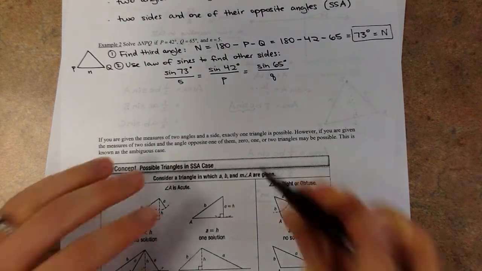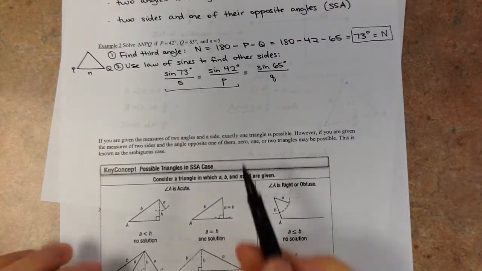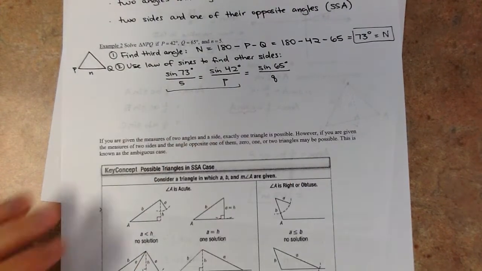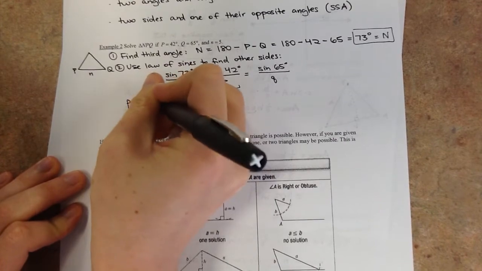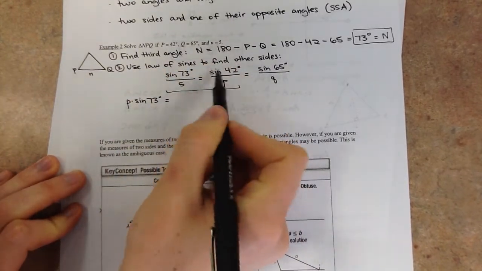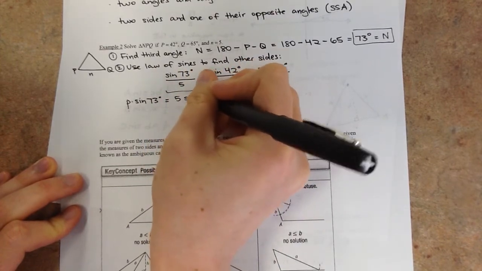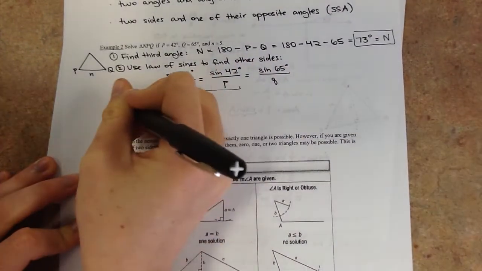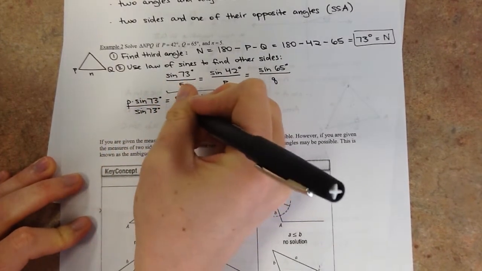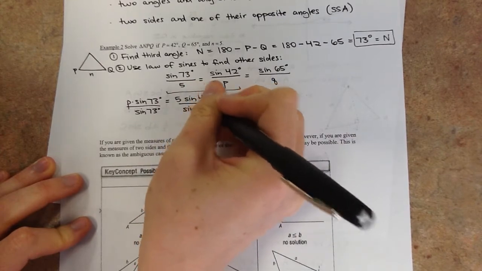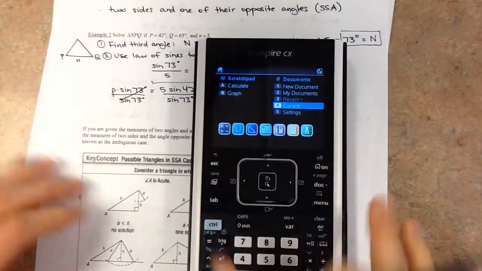So start with this one right here. We're trying to get p, so we are going to cross multiply both sides. So we will have p times the sine of 73 degrees equals 5 times the sine of 42 degrees. And then you would just divide both sides by the sine of 73 degrees, and you will have p. Okay, so these would cancel, and let's walk through the calculator.